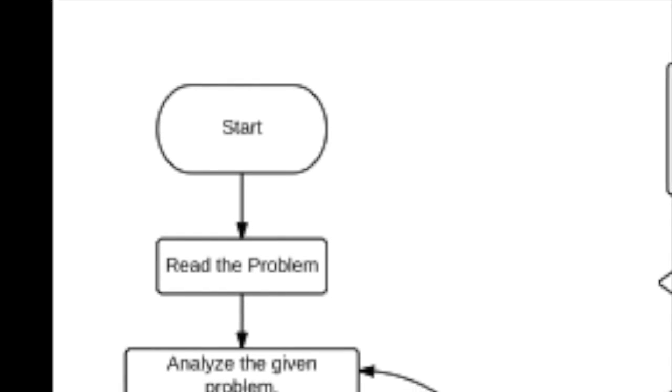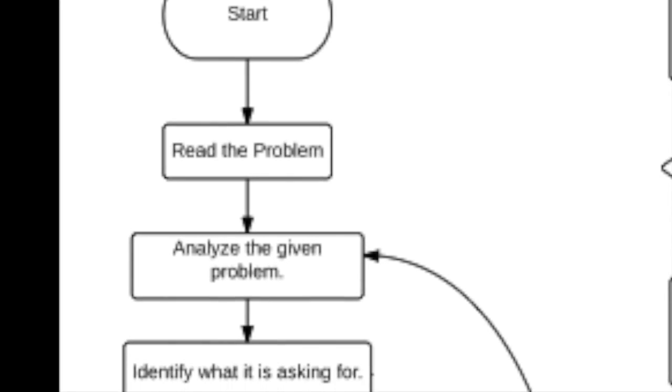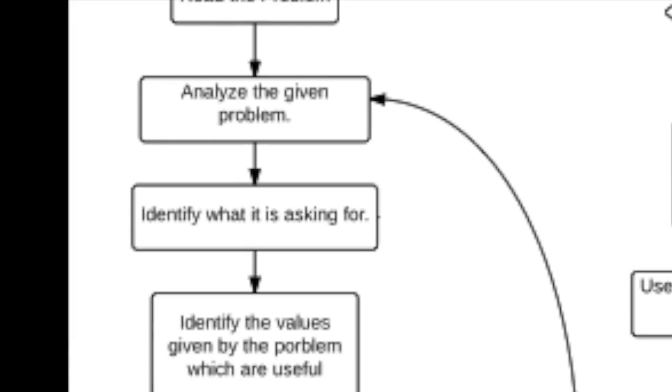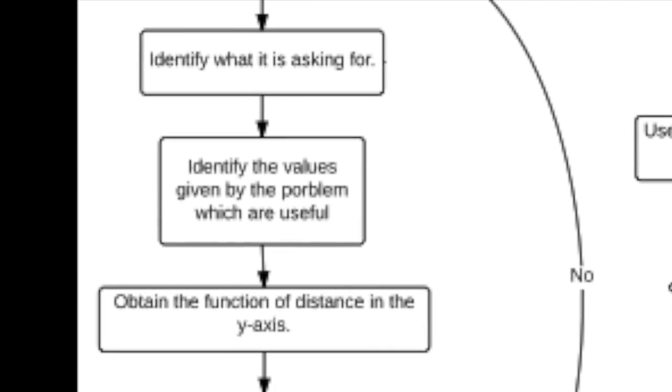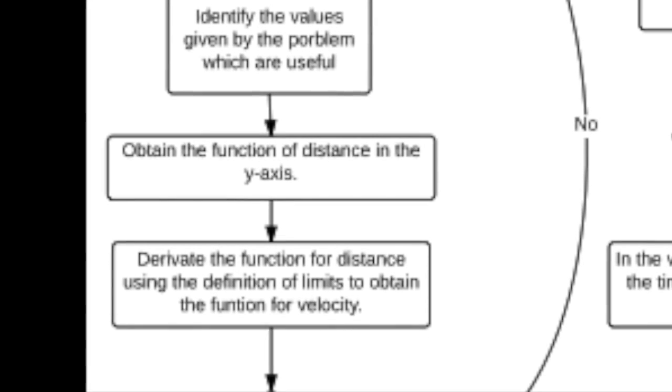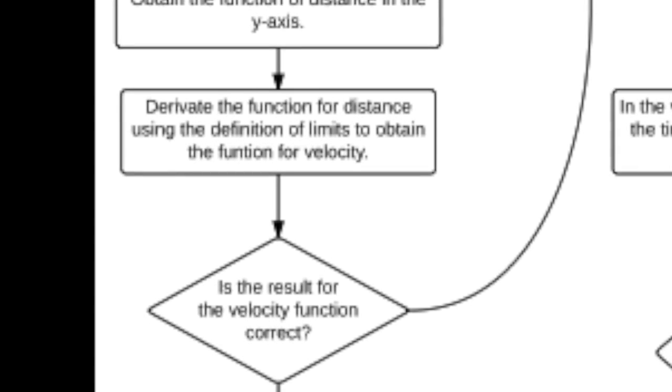Read the problem. Analyze a given problem. Identify what it's asking for. Identify the values given by the problem which are useful. Obtain the function of distance in the y-axis. Derivate the function for distance using the definition of limits to obtain the function for velocity.